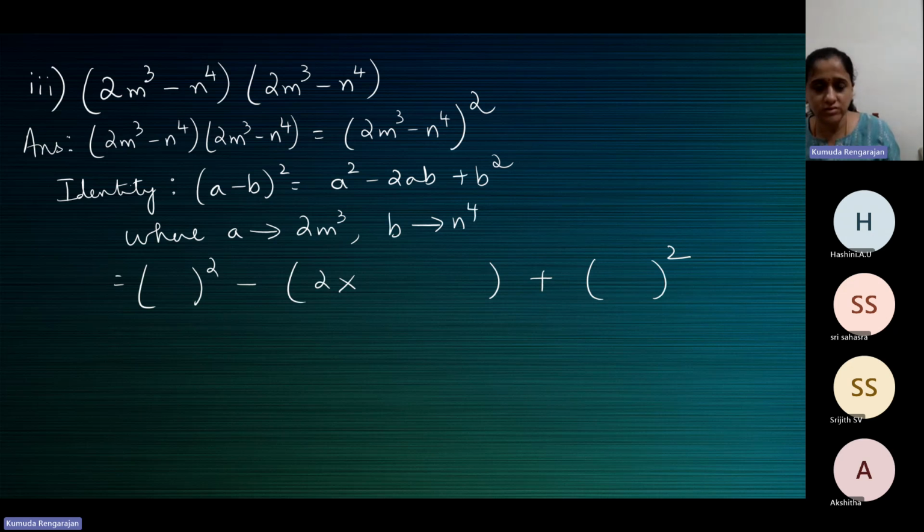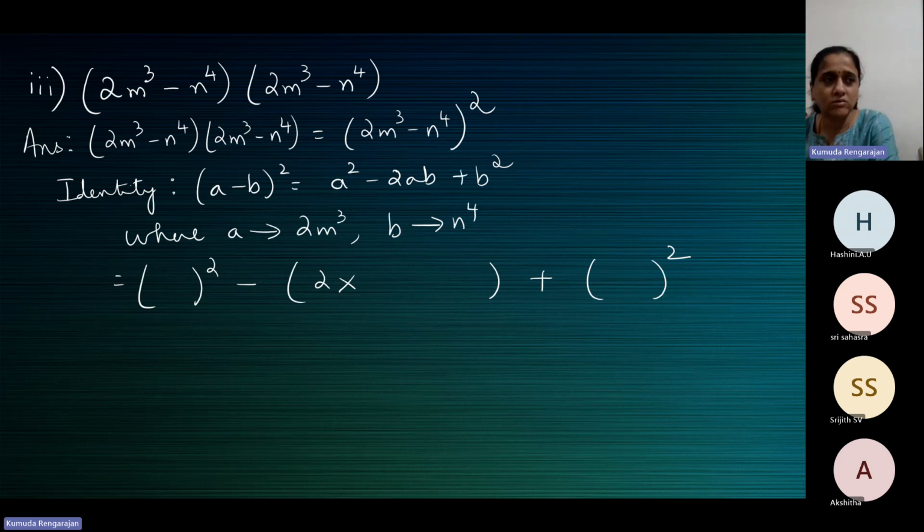I want all of you to listen to this. Now look at the two brackets. We have the same expression in both the brackets: 2m cube minus n to the power 4 into 2m cube minus n to the power 4. So this is not expression A into expression B. It's like A minus B into A minus B, which is A minus B the whole square, because same terms. So the question can be written as 2m cubed minus n to the power 4 the whole square.